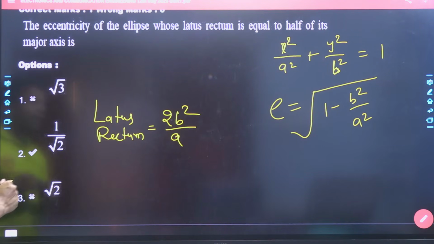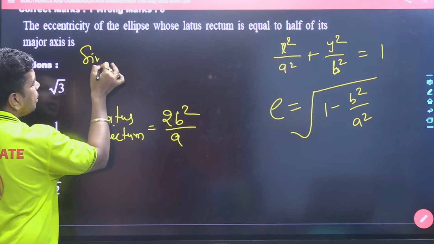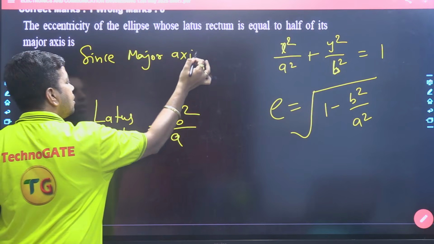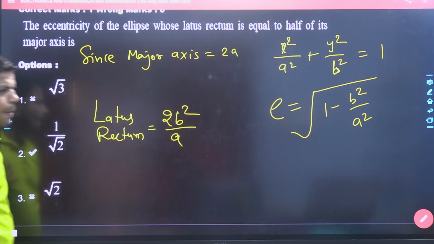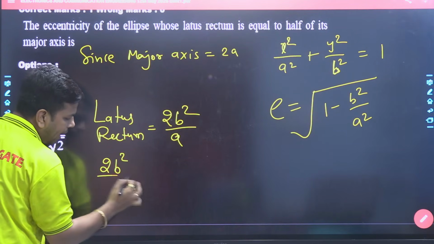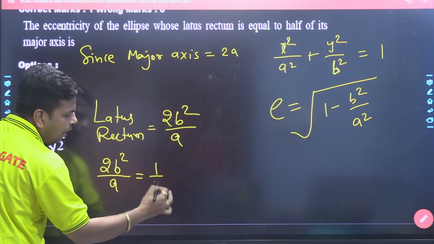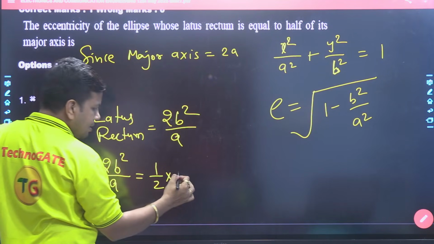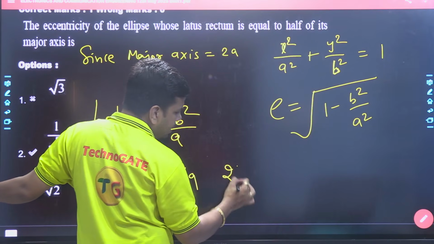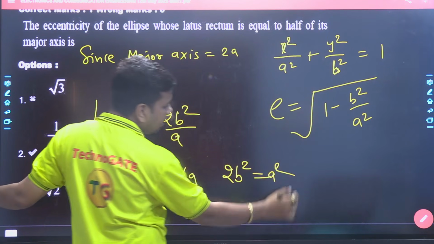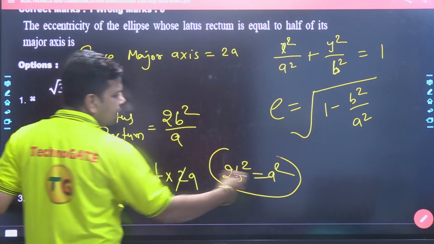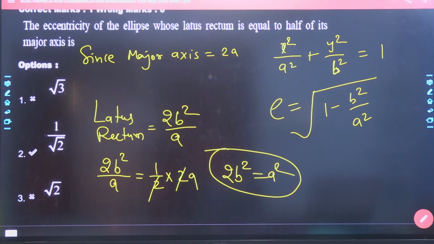Okay, so we can say that since the major axis is what? It's 2a. So this latus rectum 2b square by a is equal to half of its major axis, 2a. We can cancel this out. So with the help of that we can say that 2b square equals to what? A square. 2b square equals to what? A square. Okay.